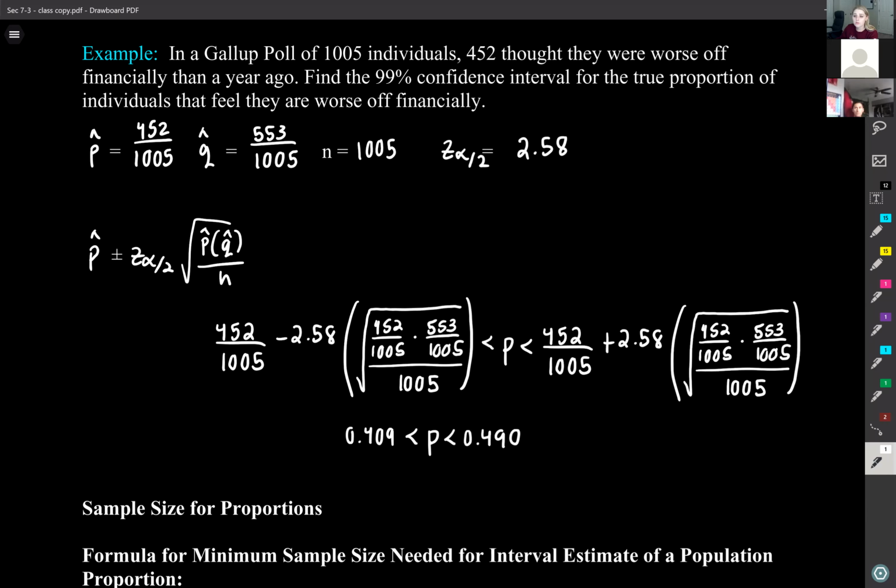Any questions on the last two examples? Because the last thing in this section is just to decide the sample size that you need. So just like we did in the last section, we're just going to be given a confidence and then decide what sample size is appropriate.